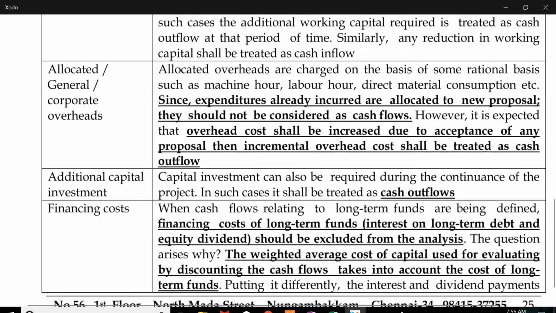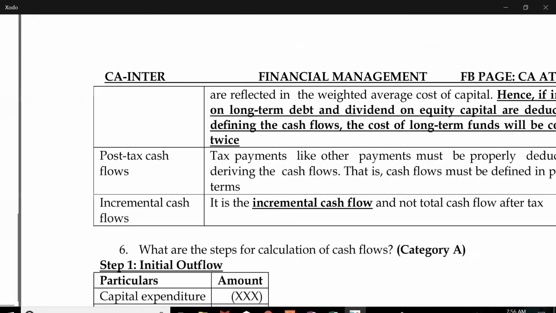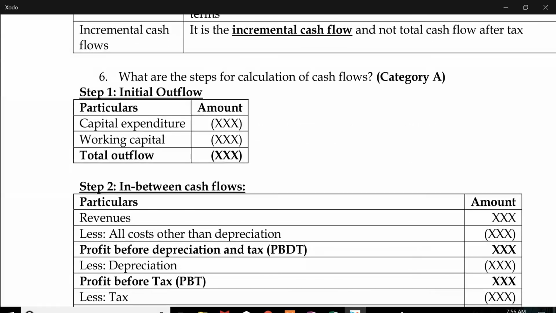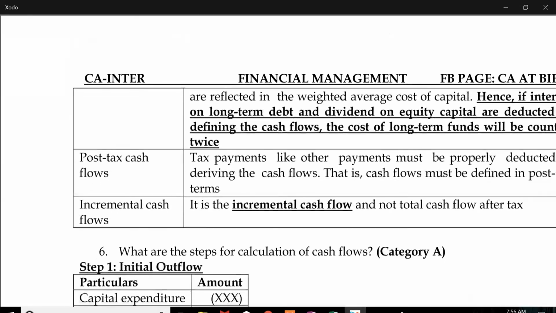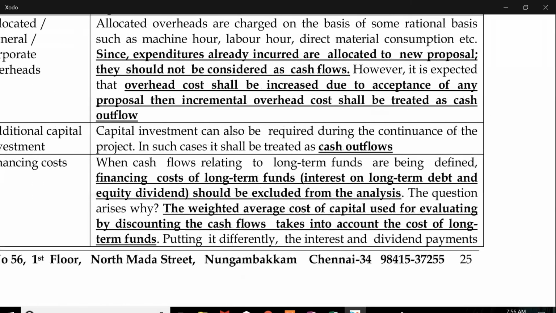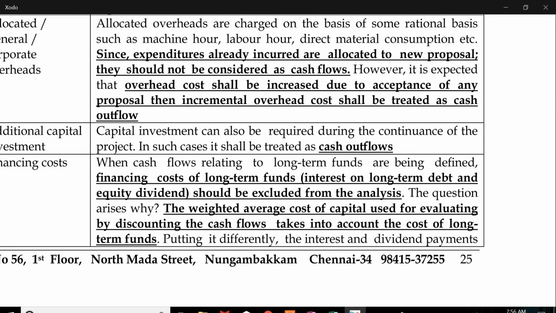Working capital I'll explain later. Some of this I'll explain later on. Let me go to the steps now. Steps for calculation of cash flow. Now listen, the first step is initial outflow. When I'm going to set up my project, there are going to be two things which I need. One, I need land, building, plant and machinery. Second, I need raw material and cash to run my operations.